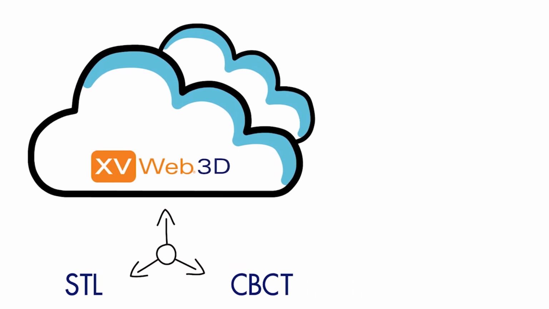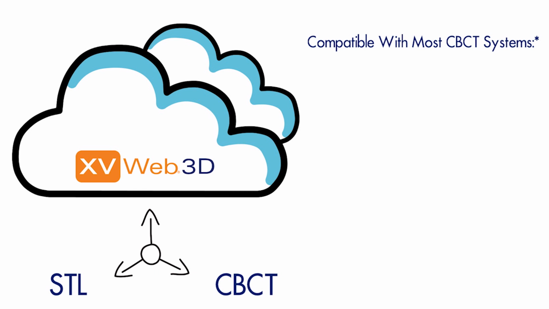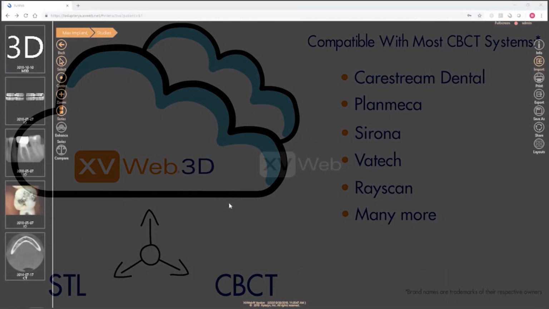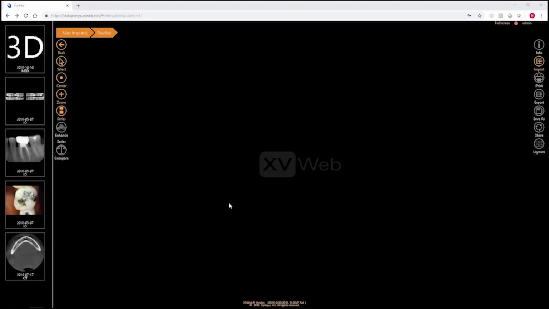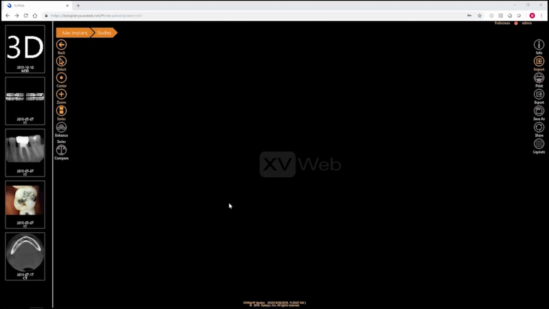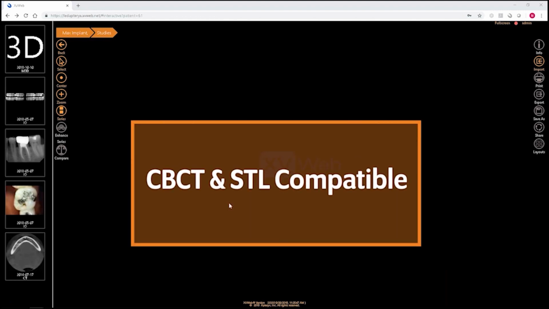The XVWeb 3D module will integrate with the majority of CBCT systems on the market today, including Carestream Dental, PlanMecca, Sirona, Vatech, Rayscan, and many more. The 3D module extends XVWeb's cloud capabilities to your 3D images, giving you access to them on any internet-based device, including tablets and smartphones. In XVWeb, your 3D images come up in two different formats.